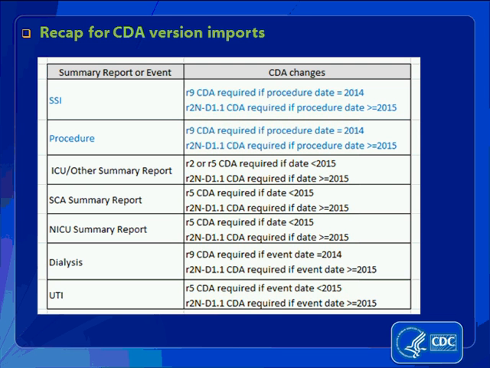For dialysis, you should be currently using the R9 for 2014 dialysis data. That will need to be bumped to the R2D1.1 for 2015 dialysis data. And for UTI, currently you're still on the R5, and with 2015 data moving forward, you'll jump to the R2D1.1 as well. I will say that there is some light at the end of the tunnel.